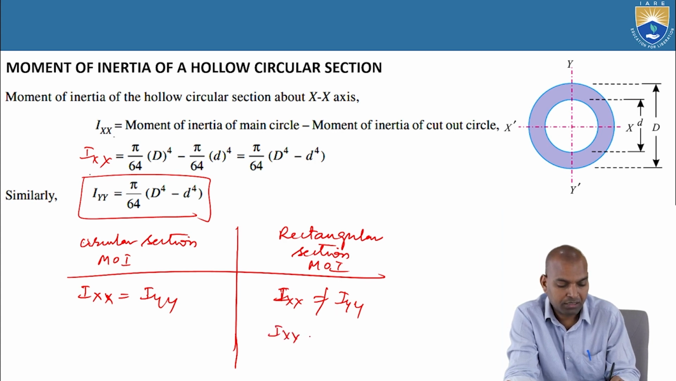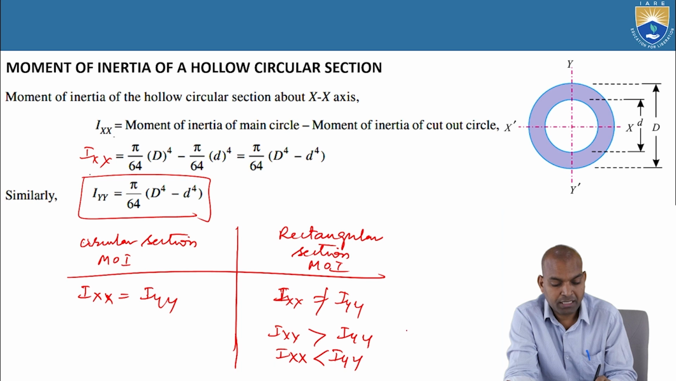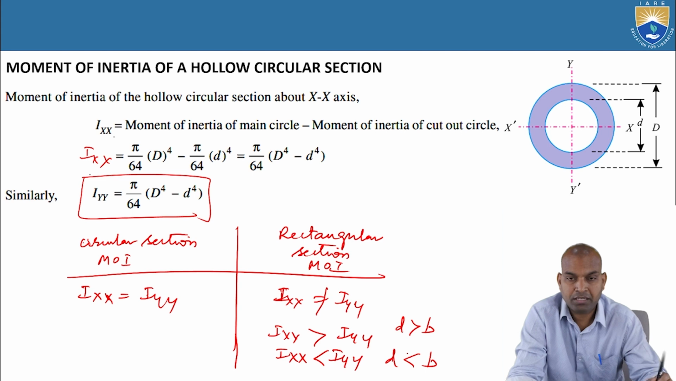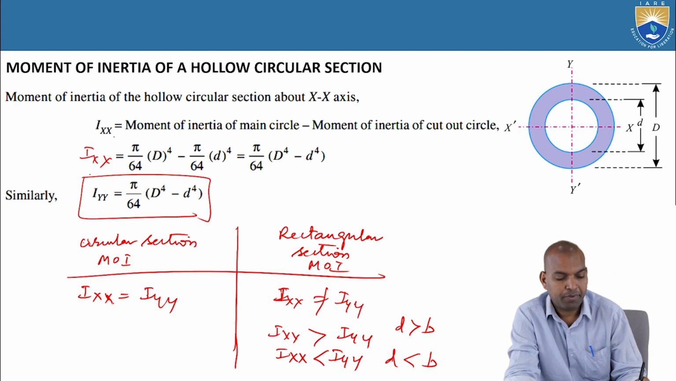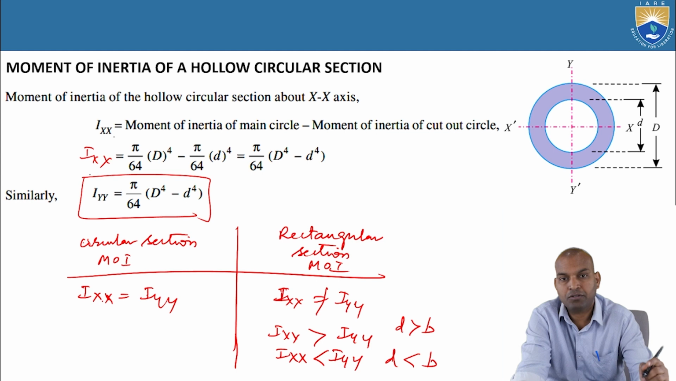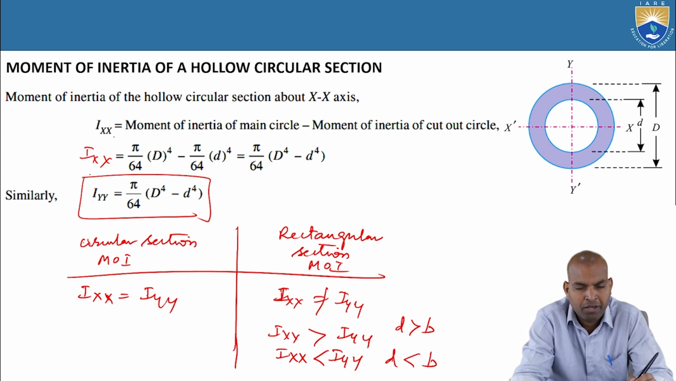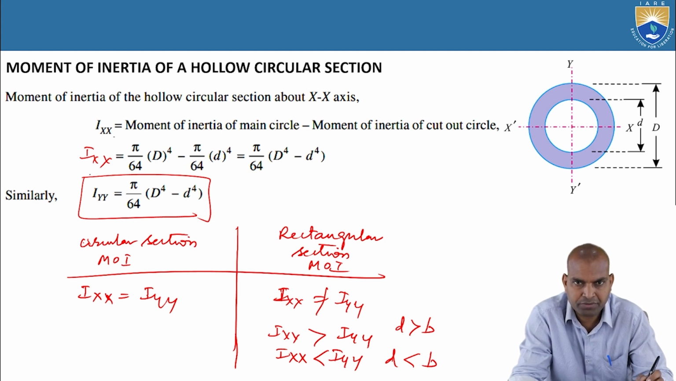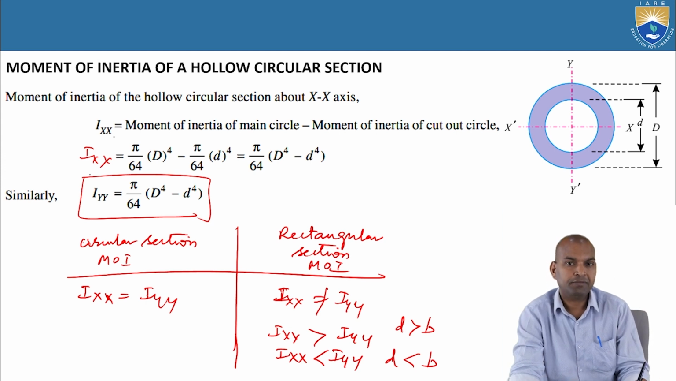Rather, here Ixx can be greater than Iyy, or Ixx can be less than Iyy. Ixx is greater than Iyy provided d is greater than b, and Ixx is less than Iyy if d is less than b. The circular section depends on only one parameter, the diameter, whereas for rectangular sections the moment of inertia depends on two parameters, one is depth and the other is width. That's why the moments of inertia are not equal.